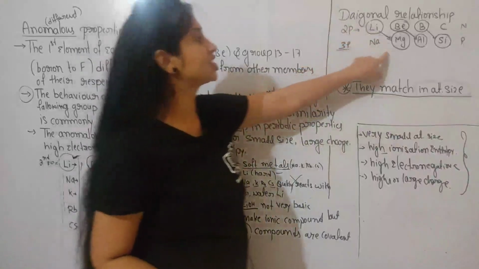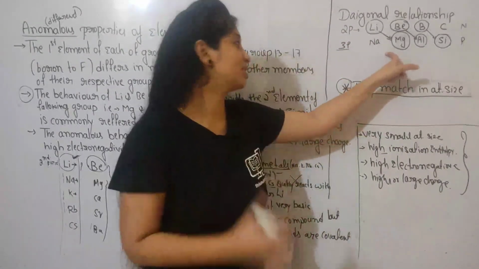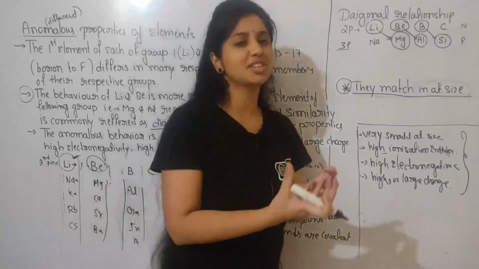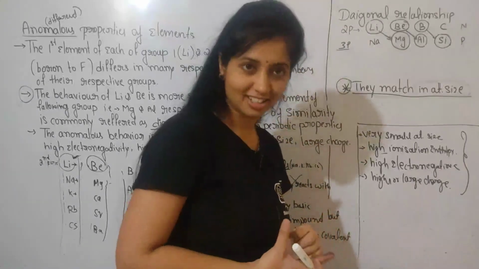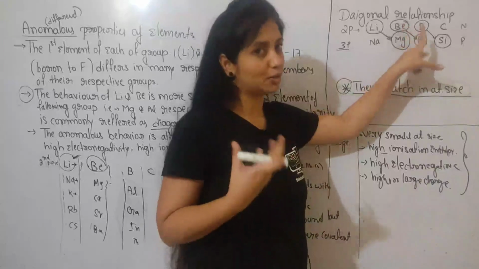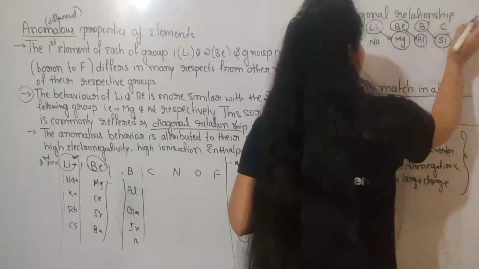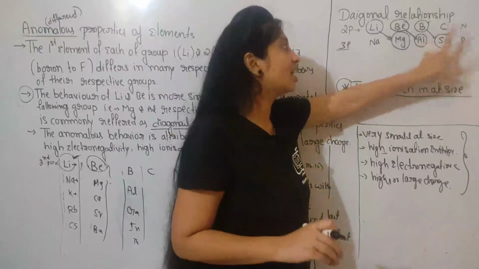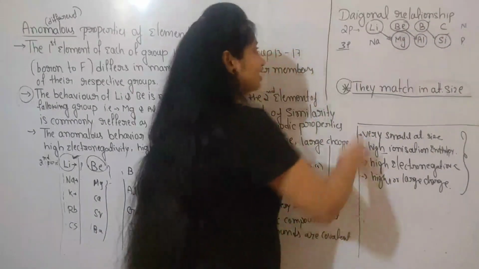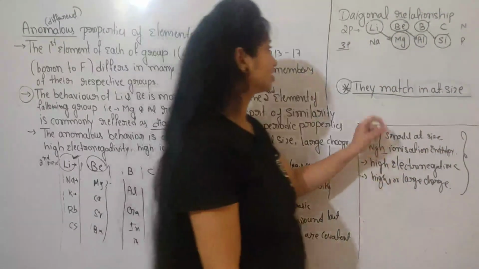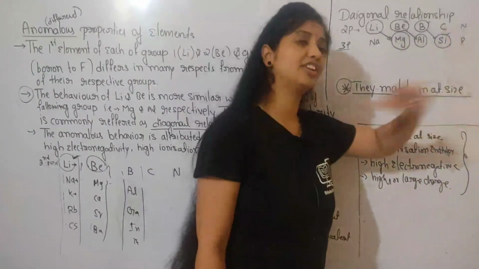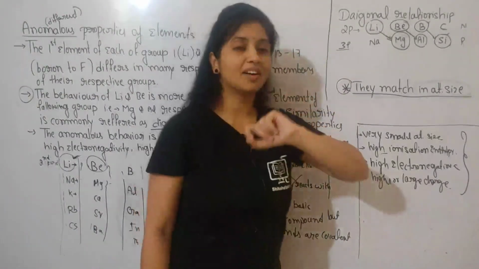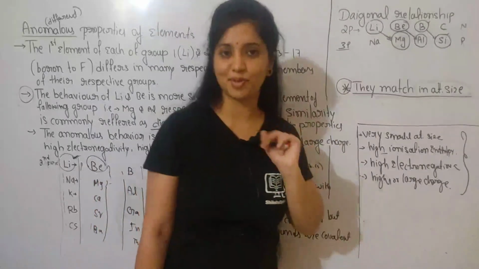Means lithium and magnesium have almost the same atomic size, and beryllium and aluminium also have almost similar atomic radius or ionic radius. So they have the same atomic size. And like this, boron and silicon also have almost similar atomic size, so they show a similar property, even though they are present in different groups. So this is called a diagonal relationship. This is another anomalous property of elements in the periodic table.